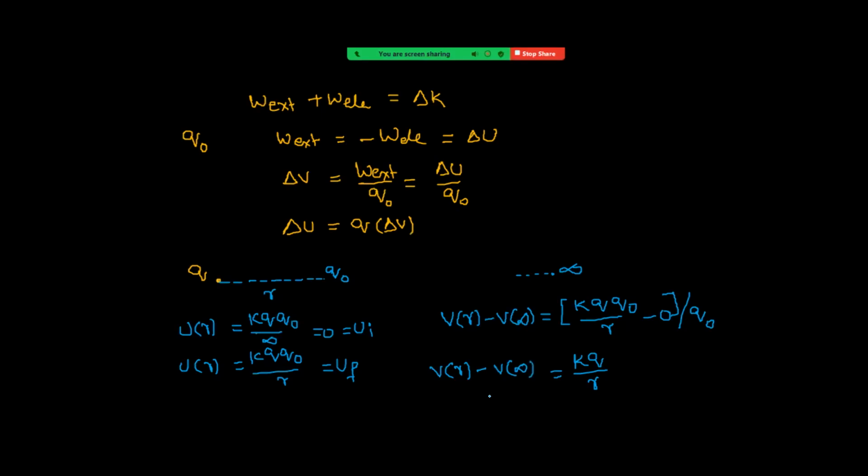Okay. Now, if we assume that potential is 0 when separation is infinity, then the potential at that point where distance is r becomes kq by r. Okay. So in case of a point charge at a distance r, what is the potential? That is kq by r.